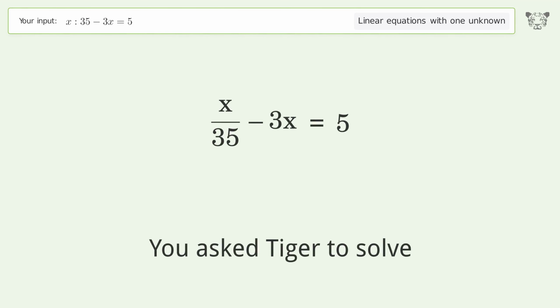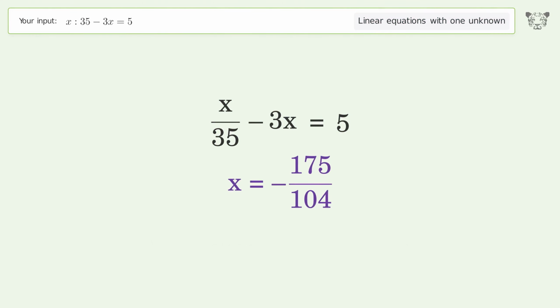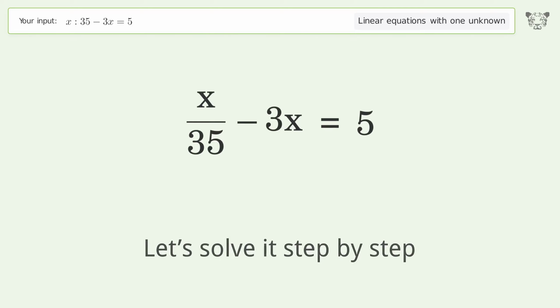You asked Tiger to solve this. It deals with linear equations with one unknown. The final result is x equals negative 175 over 104. Let's solve it step by step.